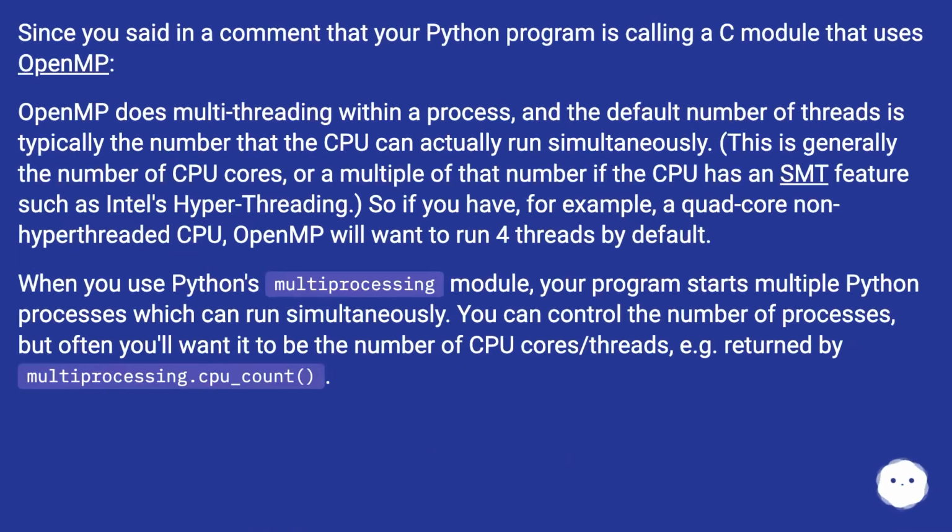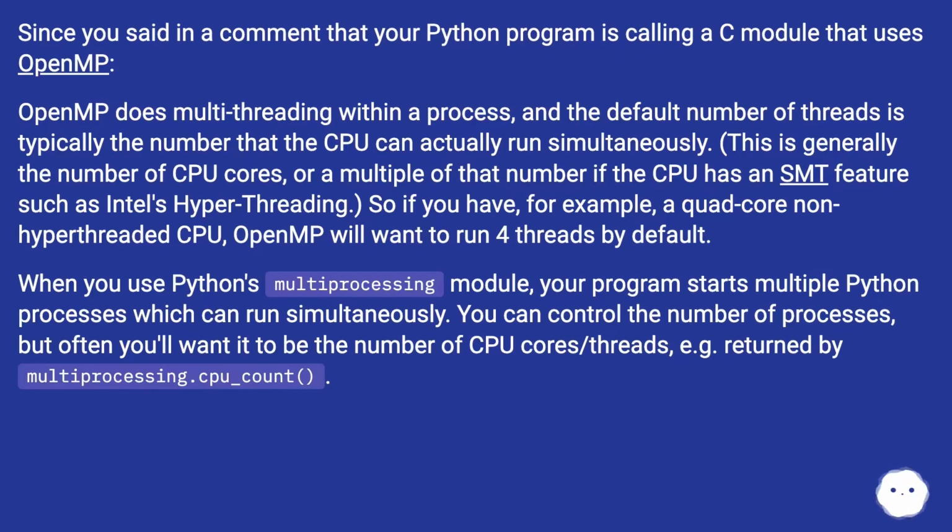Since you said in a comment that your Python program is calling a C module that uses OpenMP: OpenMP does multi-threading within a process, and the default number of threads is typically the number that the CPU can actually run simultaneously. This is generally the number of CPU cores, or a multiple of that number if the CPU has an SMT feature such as Intel's hyperthreading.